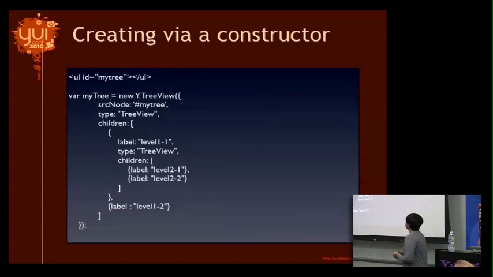You can also create using a constructor. For that, all you need to do is specify a top-level container, and then in a similar fashion to what we did previously, you specify the source node and type, and then you pass in a children object. This children object is going to have all the tree leaves that your tree needs to contain. Those tree leaves can be trees themselves, so you can nest trees, and then you can go as deep as you want.